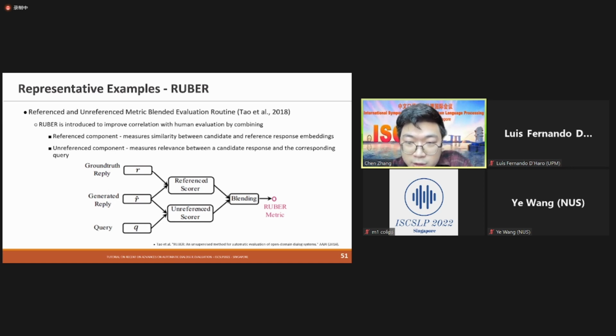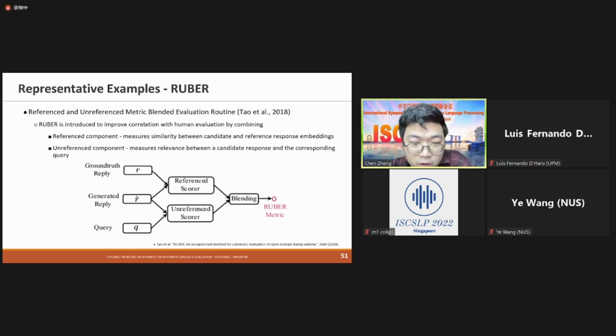So this unreferenced scorer is basically a simple two-layer feed-forward network with a sigmoid activation function after the output layer. The model is trained with the margin ranking loss. It is trained to give higher scores to the ground truth replies than to a random response from other dialogues, because previously we mentioned that the model relies on random sampling strategies. So we predict a higher score for the ground truth and a lower score for random responses from other dialogues. In this way, we can train a metric in this manner.